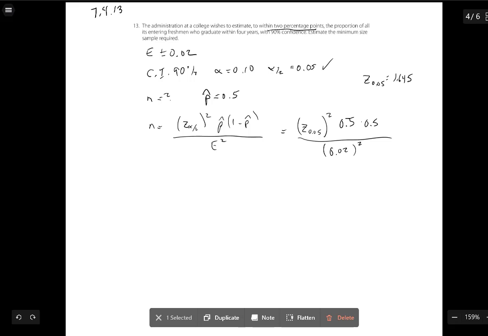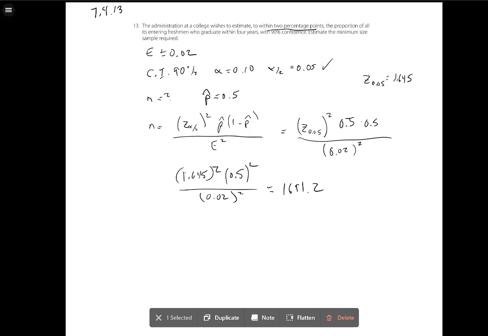So we have 1.645 squared times essentially 0.5 squared over 0.02 squared, which is 1691.2. And since we can't have partial sample sizes, we need to round that up. So 1692. So n equals 1692. There is our sample size to have a 90% confidence to within 2 percentage points in understanding the proportion of all entering freshmen who graduate within 4 years.